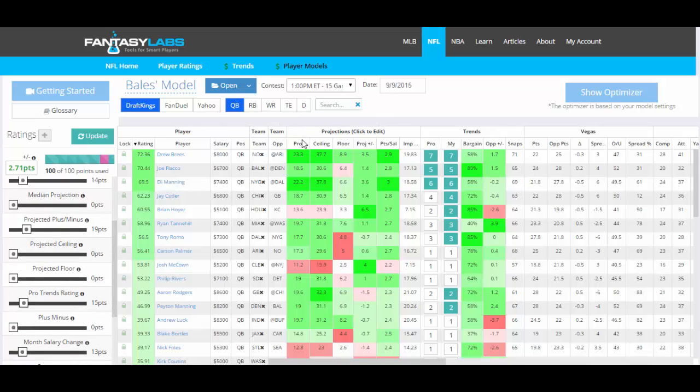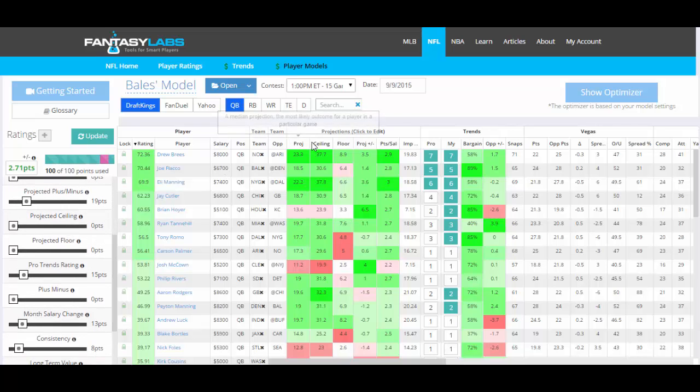Median projection, which is just the most likely outcome, which we have here. Projected plus minus, that is basically you take that projection, subtract the implied points based on their salary, and that's what's left there. So you can see Brees, we're projecting 3.5 points higher than his implied projection based on his salary, which basically just means we think he's underpriced.